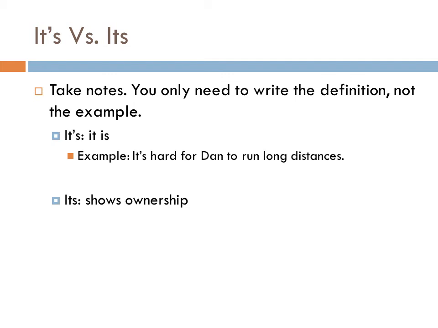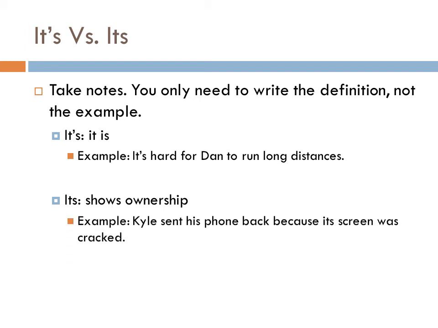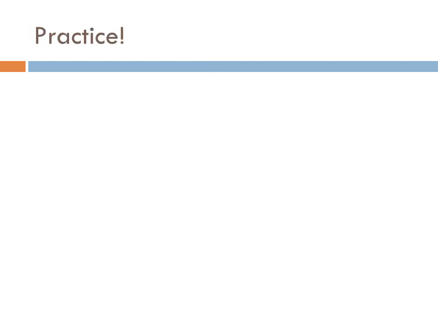Its without an apostrophe shows ownership. It's a little bit backwards from what you're used to. For example, Kyle sent his phone back because its screen was cracked. In this case, the screen is the phone's. The phone is showing ownership of the screen. It is would not work here. So Kyle sent his phone back because it is screen was cracked. That makes no sense. But showing ownership does make sense in this case.